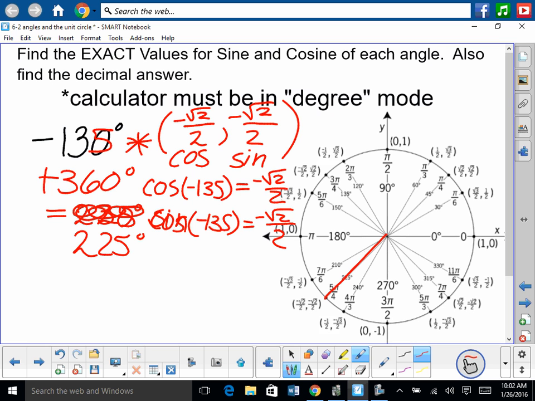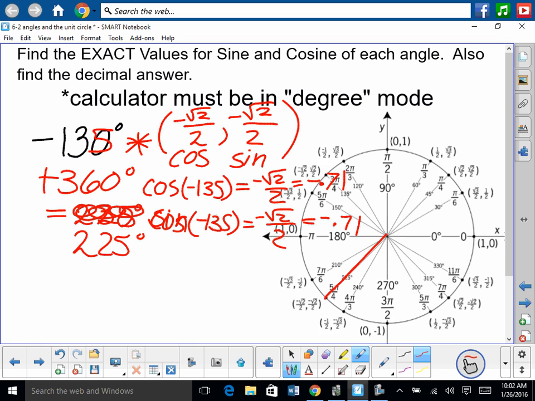Now you can find the decimal answers. You can either just type it into your calculator or type that into your calculator. I personally think it's quick to just go cosine of negative 135, hit enter. So that's equal to negative 0.71.